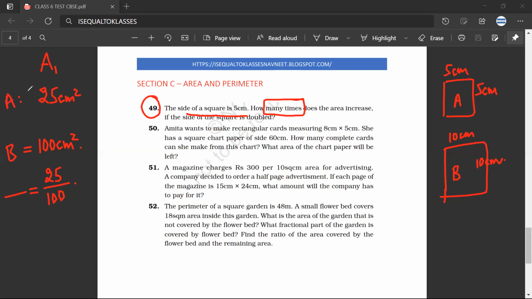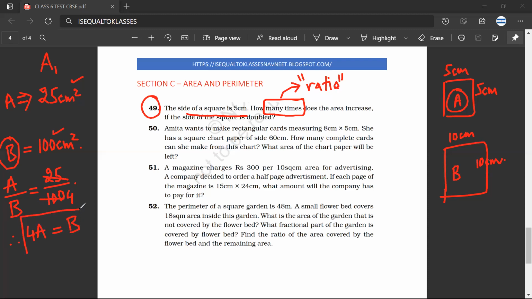So whenever they say how many times, you have to take the ratio. My first square has an area of 25 centimeters squared. My second square has an area of 100 centimeters squared. The ratio of A is to B is 1 is to 4. Therefore, 4A is equal to B. Mr. Sarthak, any doubt?